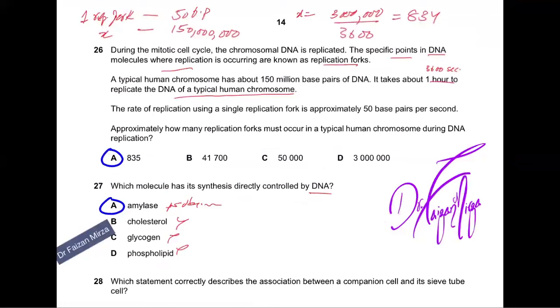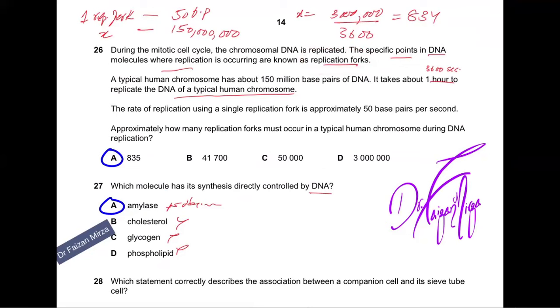Question 26. During a mitotic cell cycle, the chromosomal DNA is replicated. The specific points on the DNA molecule where replication occurs are called replication forks. This is something new for the students. We don't really discuss replication forks at this level, not in the syllabus. So that's why they have given you information here.